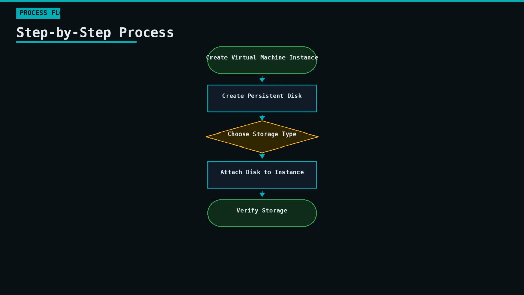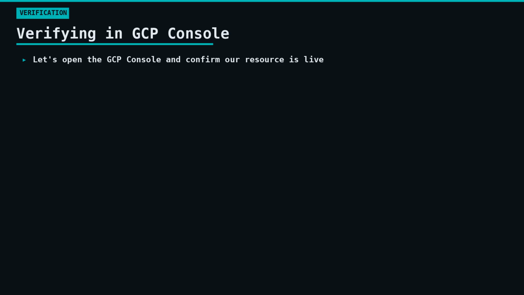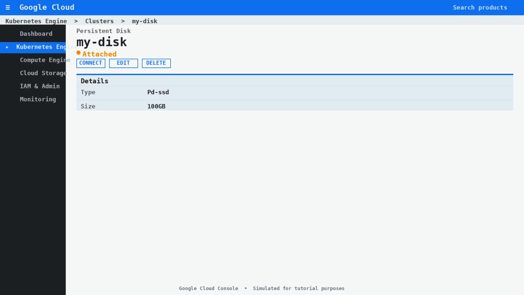We'll check the persistent disk type and size. If everything looks good, we'll know that our storage is set up correctly. The console is like a dashboard that shows us our GCP resources.